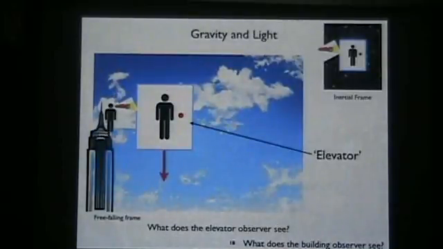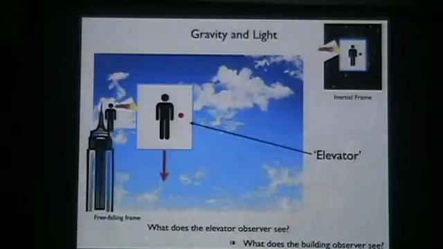The first weird property of gravity that I want to talk about has to do, well, all of them have to do in some sense with gravity and light. I want to imagine the following setup. We take our guy in the box, we set him up next to the top of some building, and we're going to let him drop. But at the instant that he drops, his friend on the building shines a light in the box. And the question we want to ask is, what does the observer in the elevator see? And what does the observer on the building see?